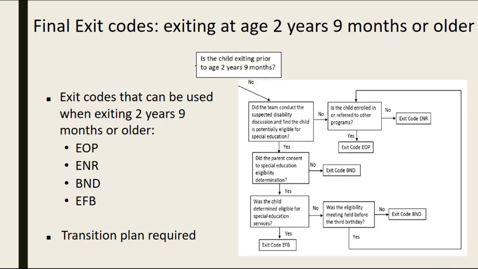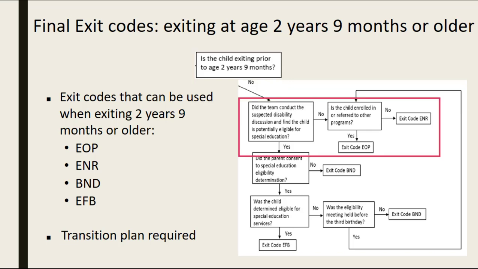If a child is exiting at age 2 years, 9 months or older, the following codes can be used. Not eligible for Part B Early Childhood Special Education and exited with referrals to other programs, exit code EOP. Not eligible for Part B Early Childhood Special Education, exited with no referrals, ENR. Part B eligibility not determined, END. And eligible for Part B early childhood special education exiting at age 3, EFB.